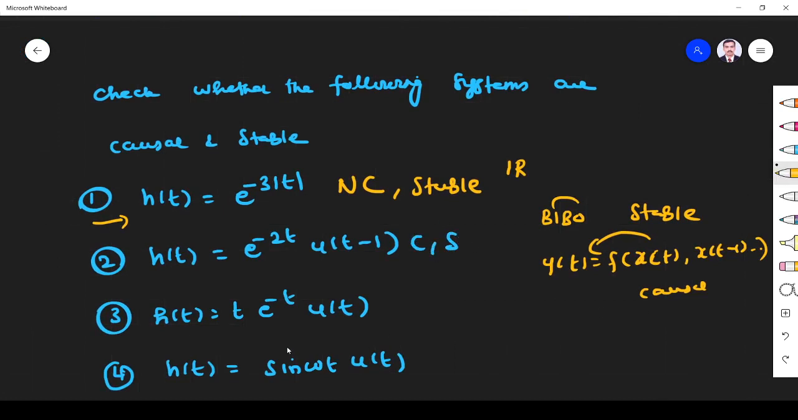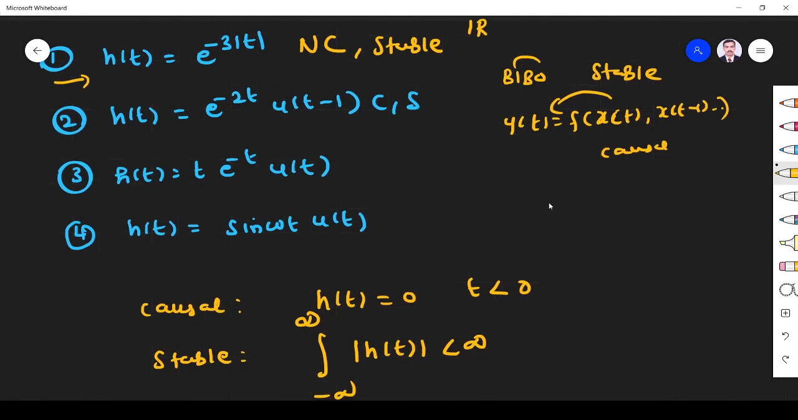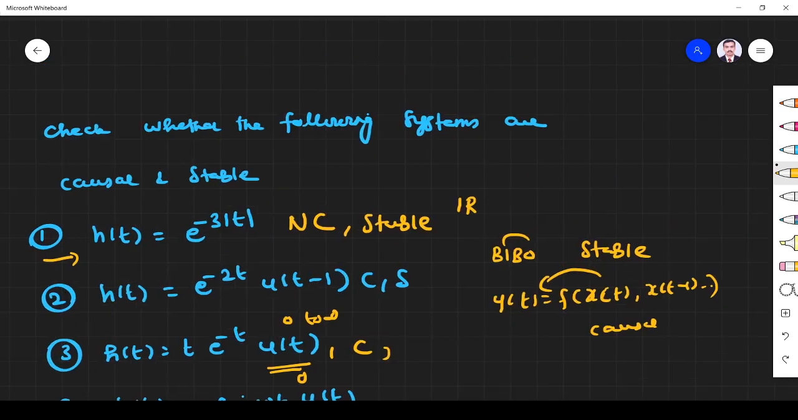What about the third one? t into e power minus t u of t. Okay. You see, from the question itself, we can say it is a causal system. Why? Because u of t exists from 0 to infinity only. When t is less than 0, u of t becomes 0. So h of t will be anything multiplied by 0, that is 0. So h of t is causal. And we have to check whether t into e power minus t u of t is stable or not.